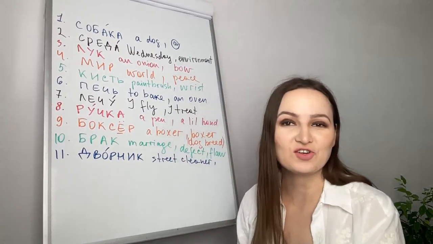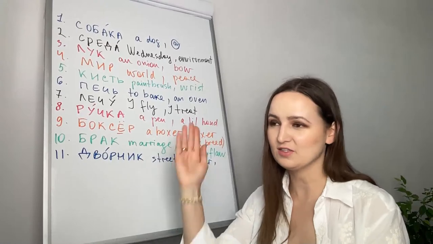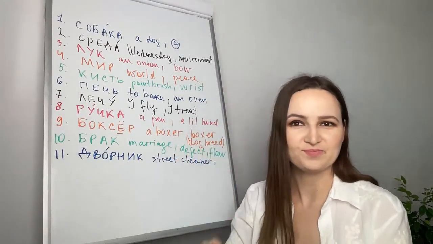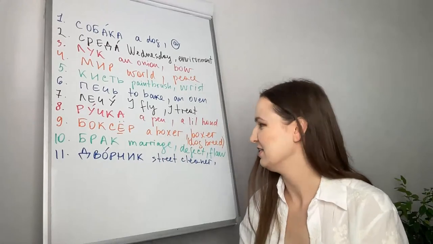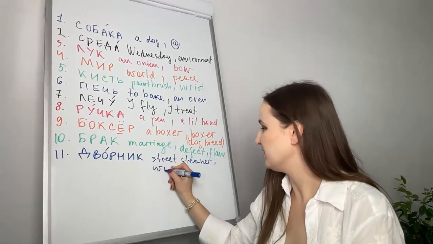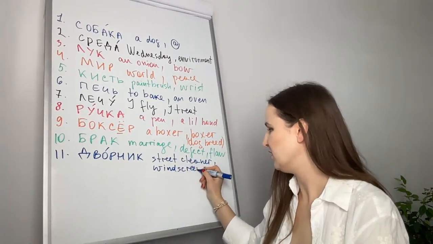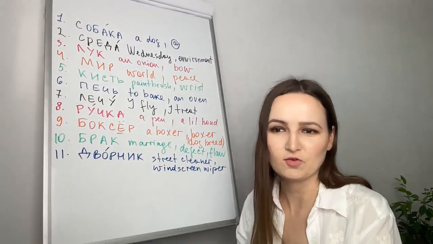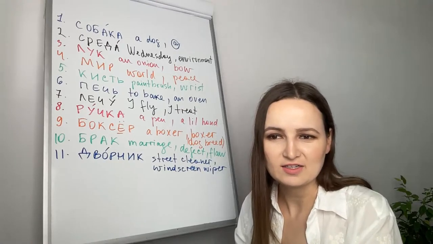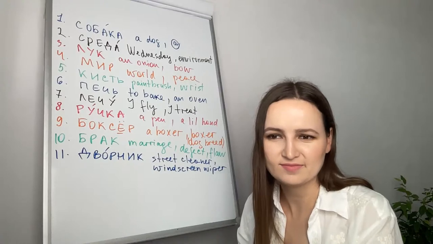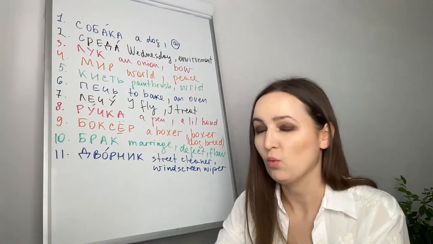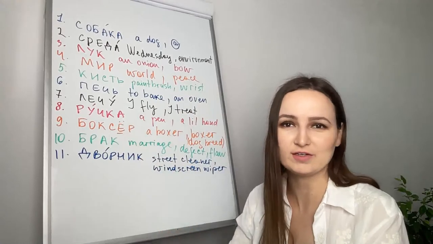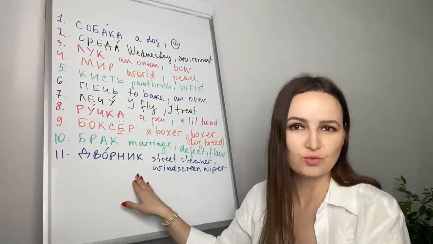Дворник, street cleaner. Or another meaning is a windscreen wiper. If you have a car, this thing that cleans your windscreen is дворник in Russian. If you know another name for this thing, write in chat. Windshield wiper, okay. When it rains and you are driving in your car, you will need this дворник to work properly.